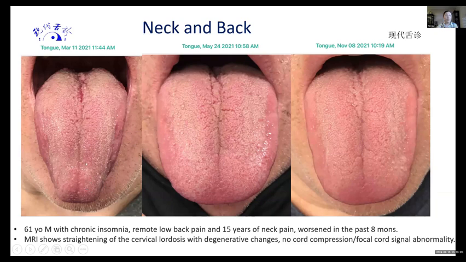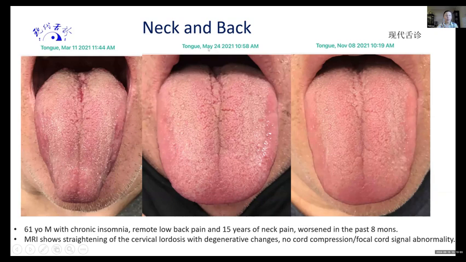On the left side is his first visit, March 11th. You can see this neck area is very tight, like muscle cramps. He also has lower back pain, and you see the lower back also has a big crack, and the color is purplish.